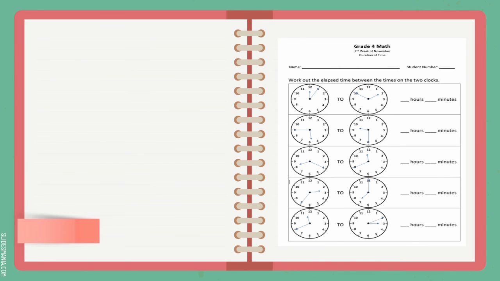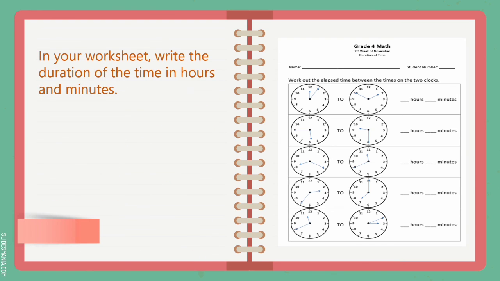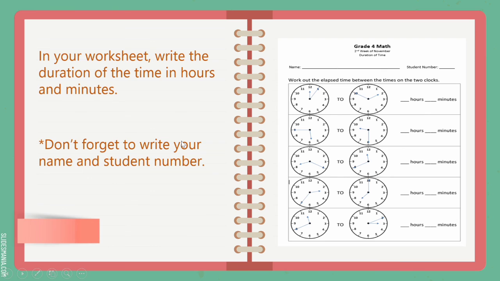Okay, so in your worksheet, write the duration of the time in hours and in minutes. Alright? All you have to do is get the time of each clock, and then compare and get the duration. Don't forget to write your name and student number. If you need to review, just replay this video.